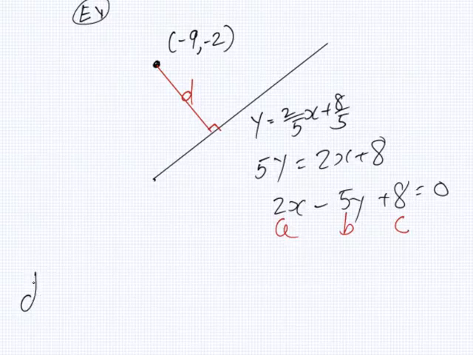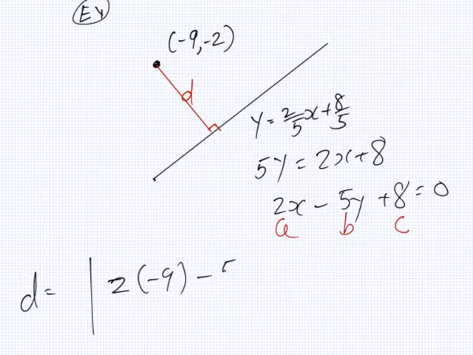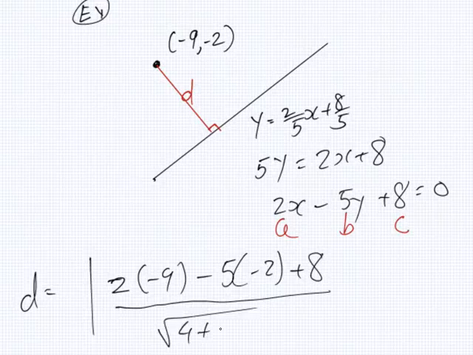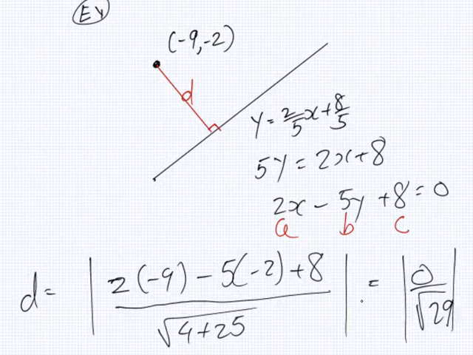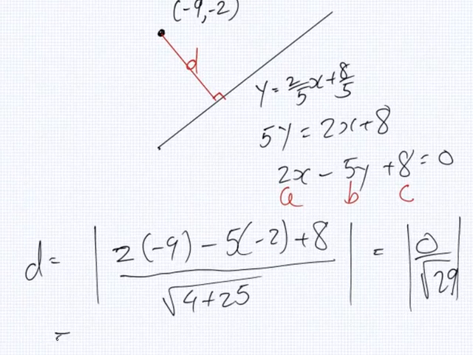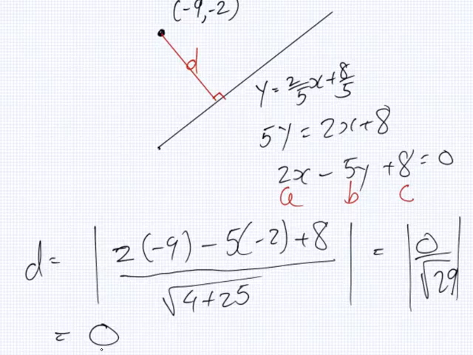So the formula is a, which is 2, x plus b, y plus c, all over square root 4 plus 25, which is 0 over square root 29, isn't it? Which is, of course, 0. So in this example, the point is on the line, there's no distance between the point and the line.